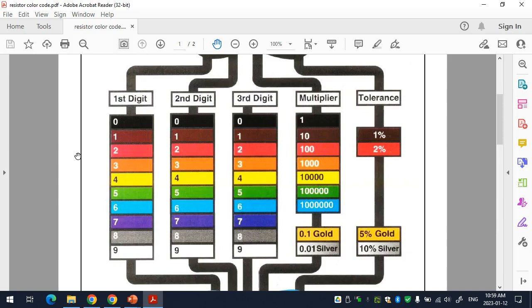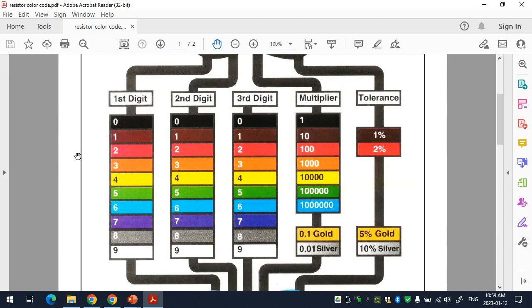Okay, what's 10 times 1,000? Come on. 10,000 ohms, plus or minus. How much is 5% of 10,000? Come on. 5% of 100 is 5. 5% of 1,000 is 50. 5% of 10,000 is 500. That's it. Is it making sense now? This is how we read.